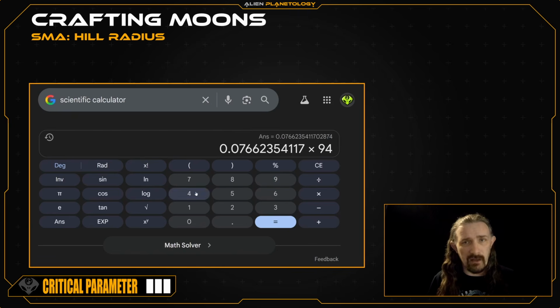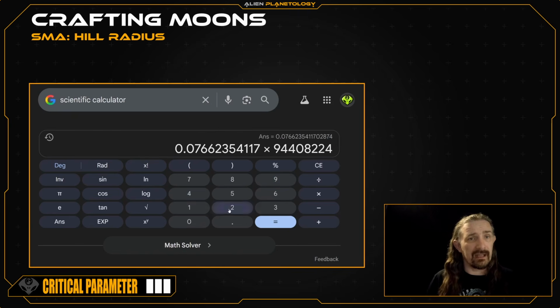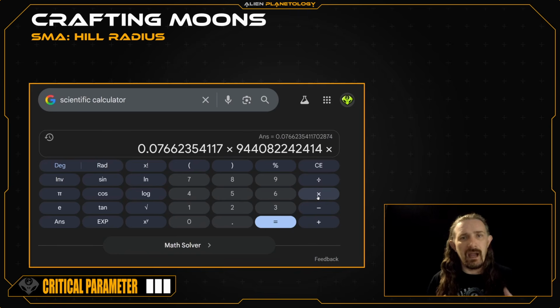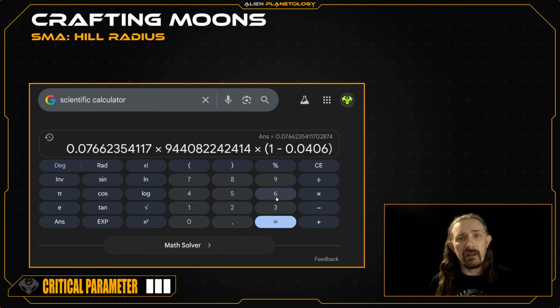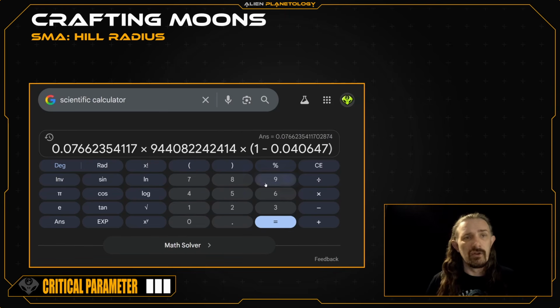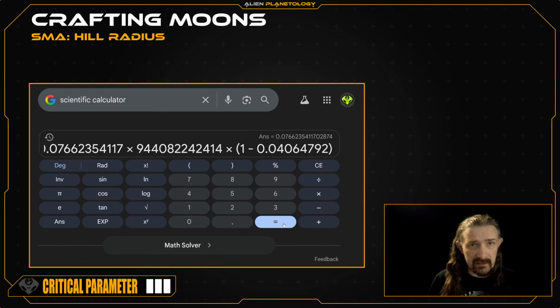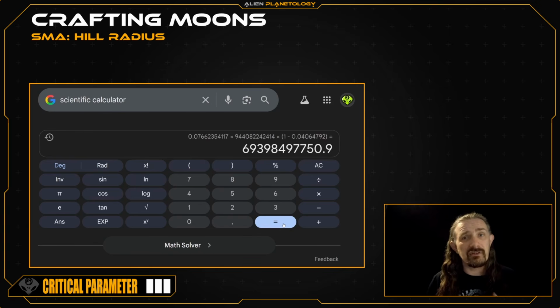Then we multiply the result by the semi-major axis of our planet's orbit around the star, in meters. I'll then multiply again and open parentheses, entering 1 minus the eccentricity of my planet's orbit, then close the parentheses. Your equation should look something like this. Press equals and there's the Hill radius of your planet. Make sure all of your planet's moons are well below this distance.